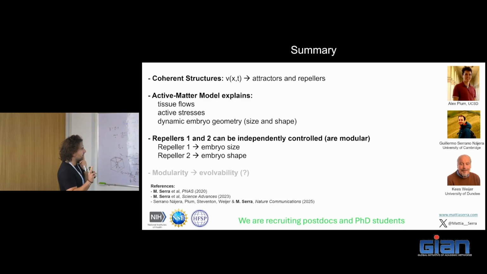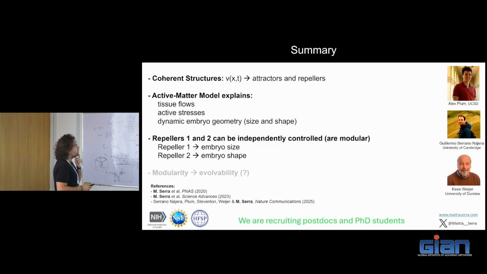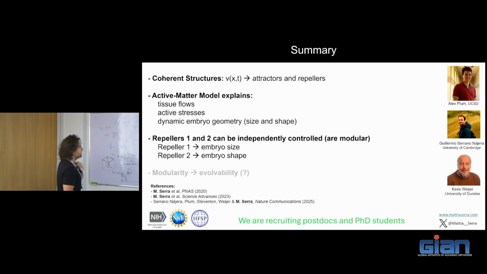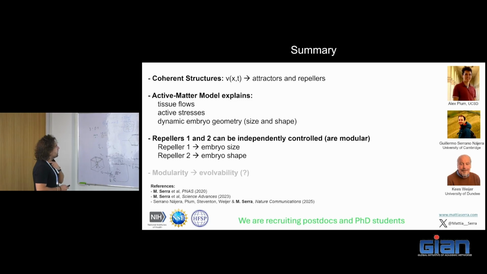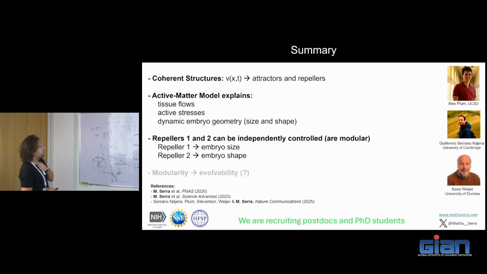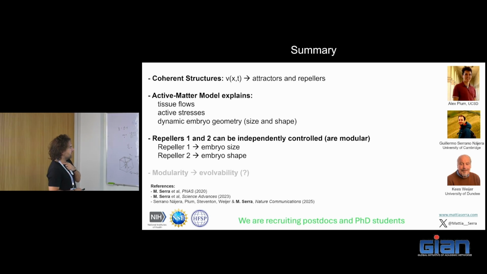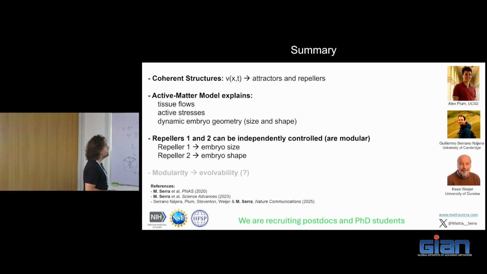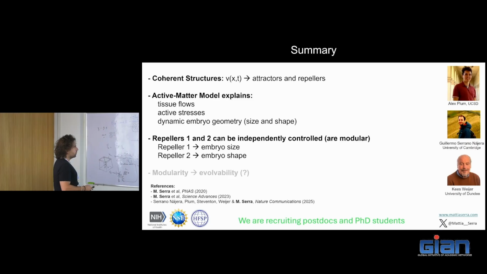I'll do a mini summary and then I'll add 2 more slides. So what did we actually learn is that these coherent structures allow you to compress spatiotemporal velocity into discrete units, attractors and repellers. Then we were able to build an active matter model that can explain these flows, the active stress patterns, and this dynamic embryo geometry, size and shape in a modular way. And then we learned that repellers basically control embryo size. Repeller 1, the repeller 2 controls embryo shape. And this is an interesting way to discover modularity in these systems.